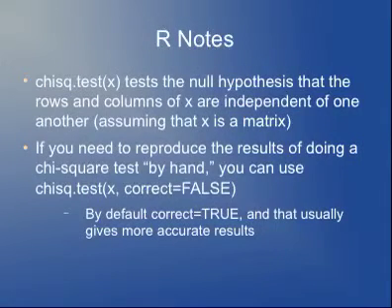So, in general, if you have a matrix X and you do chi-square.test of X, it'll test the null hypothesis that the rows and columns of the matrix are independent of one another. And if you ever need to reproduce the results of a chi-square test by hand, then you can do chi-square.test with correct equals false, as I noted earlier. By default, the parameter is correct equals true, and most of the time in practice you'll probably want to use correct equals true, because that gives you better results anyway, typically.